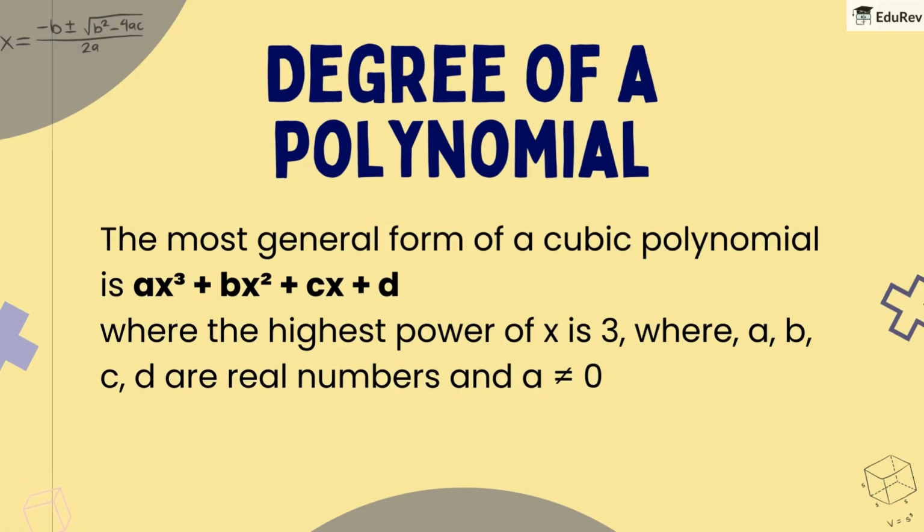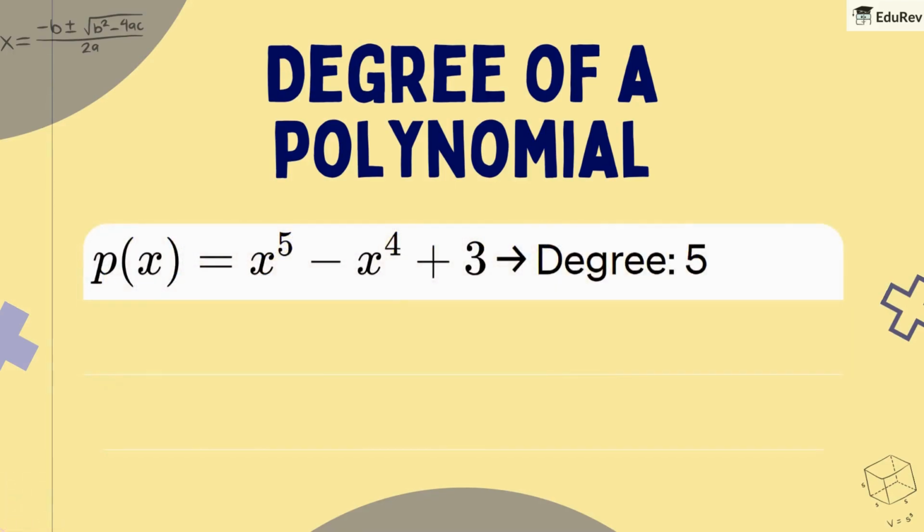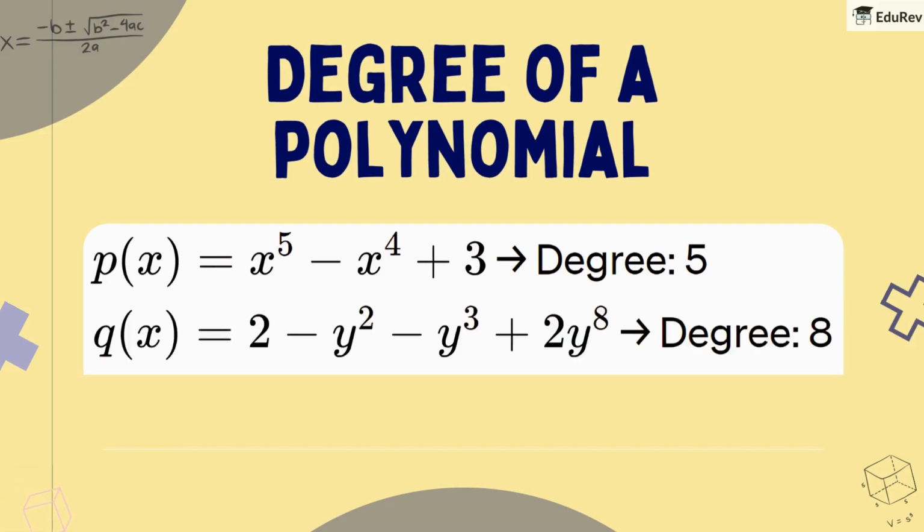To give you a clearer picture, let's consider some examples. A polynomial like x power 5 minus x power 4 plus 3 has a degree of 5, showing us the broad range of polynomials we can encounter based on their highest power of x. Similarly, q of x equals minus y square minus y cube plus 2x power 8 has degree 8.